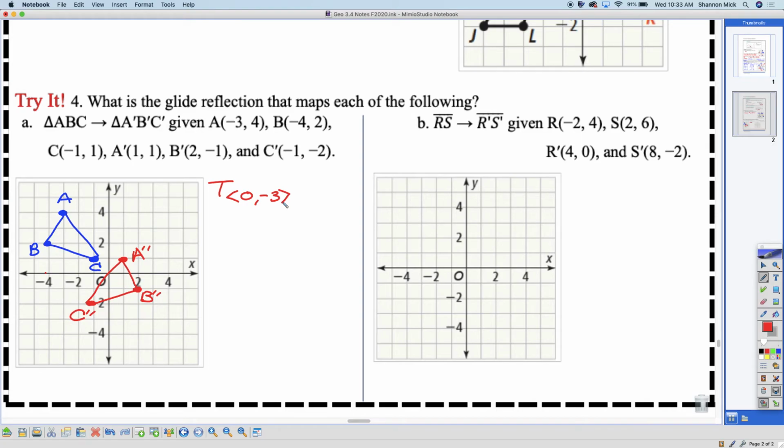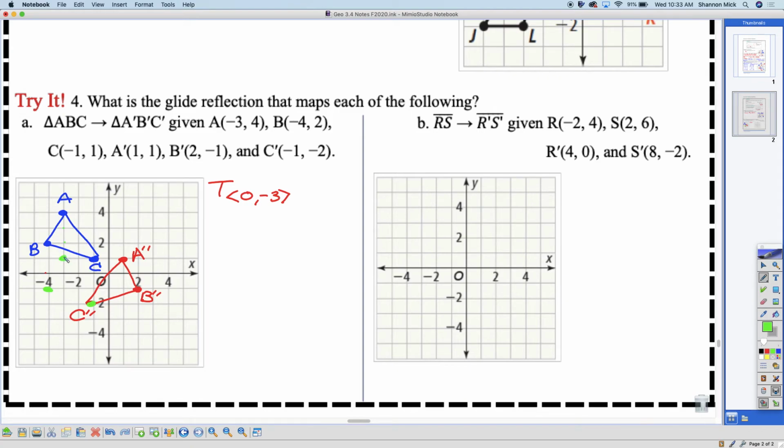So if I move everything down 3, right? 1, 2, 3. And 1, 2, 3. And 1, 2, 3.